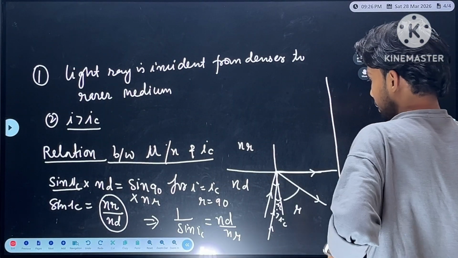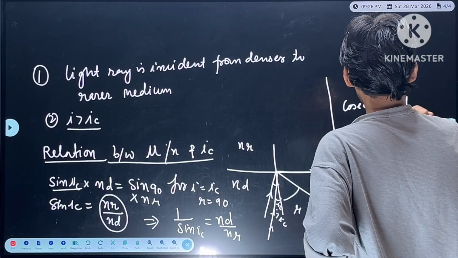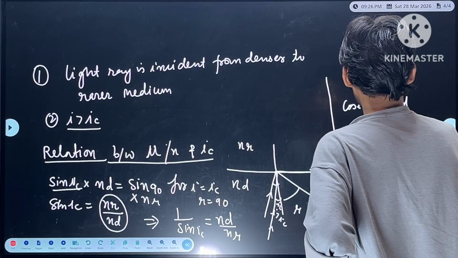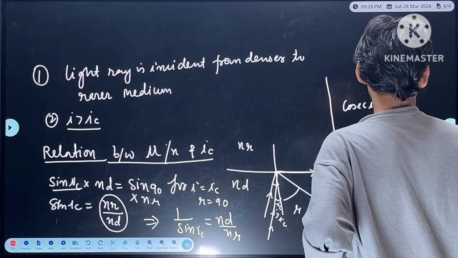That will give me what? cosec IC equal to ND by NR. That will give me again IC equal to cosec inverse ND by NR.